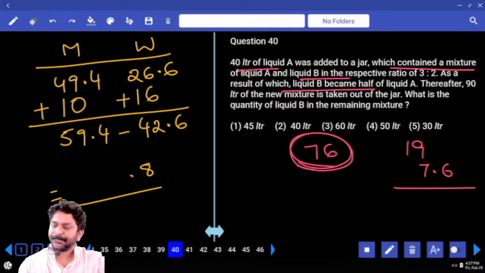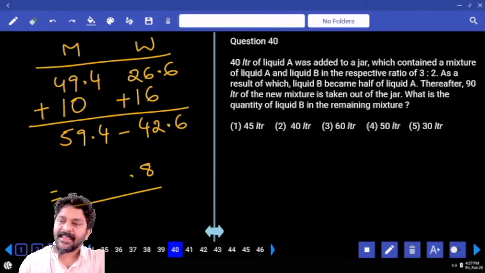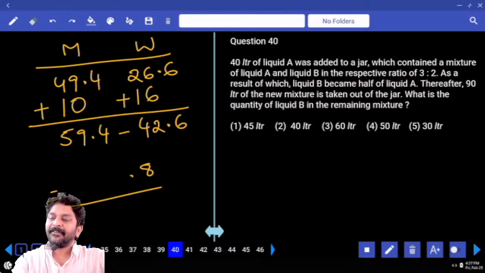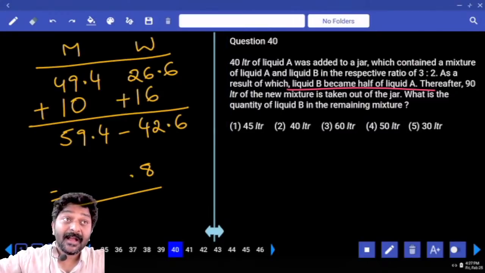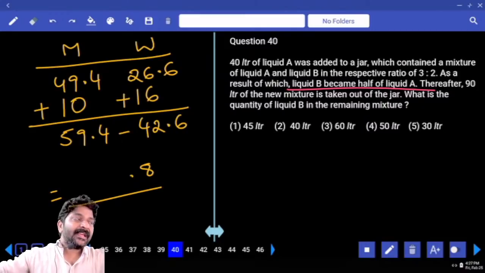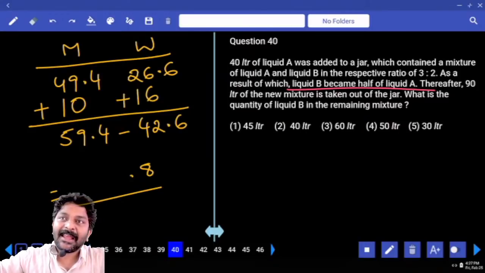Right, next. 40 liters of liquid A was added to a jar which contained a mixture of liquid A and B in the respective ratio 3:2. As a result of which liquid B becomes half of liquid A. Liquid B becomes half of liquid A. Can you tell the same in another way? Represent the same in another way. Liquid A is double of liquid B, correct?